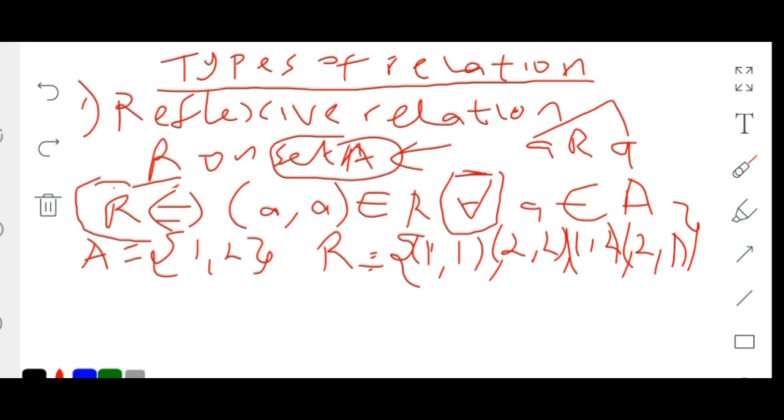If you look at this, R is reflexive if and only if (a, a) is a member of R, which is true, for all a, where a is 1 and 2, a member of set A. So all these a are members of set A.